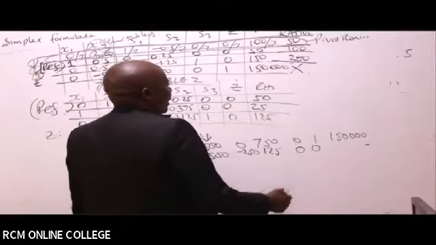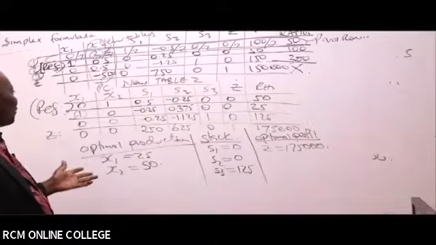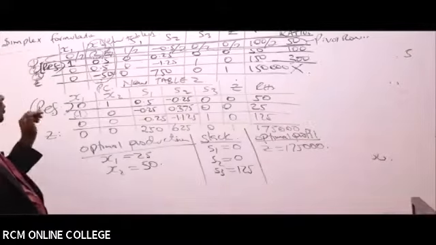I repeat on optimal production. Optimal production is very, very easy. You know what were the quantities of our products? It was X1 and X2. In this case here, we have X1, 25.